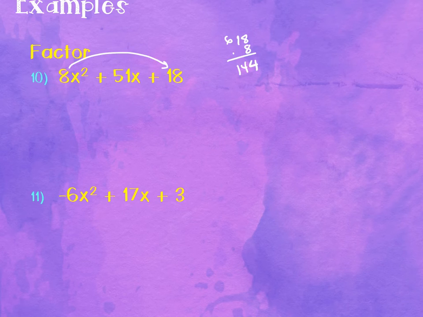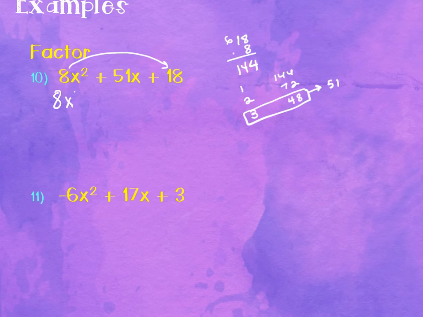All of them are positive. So it's 1 and 144. It's 2 and 72. It's 3 and 48. Right there is your 51. Replace the middle term. Group them.